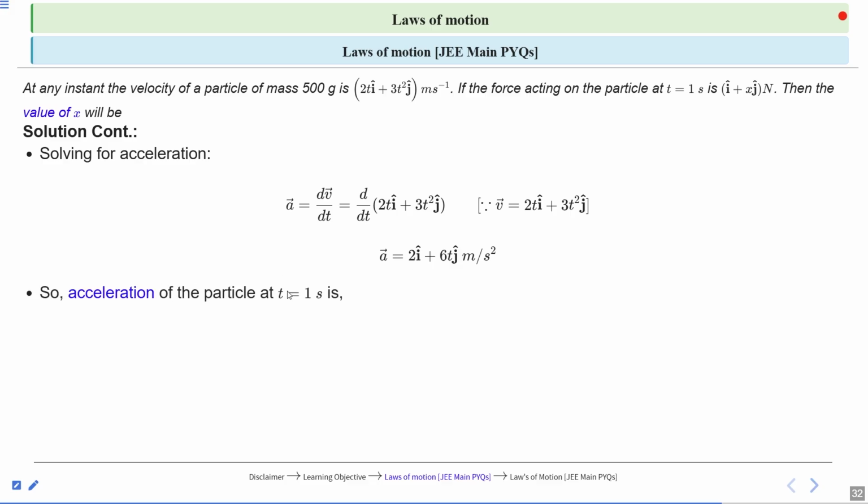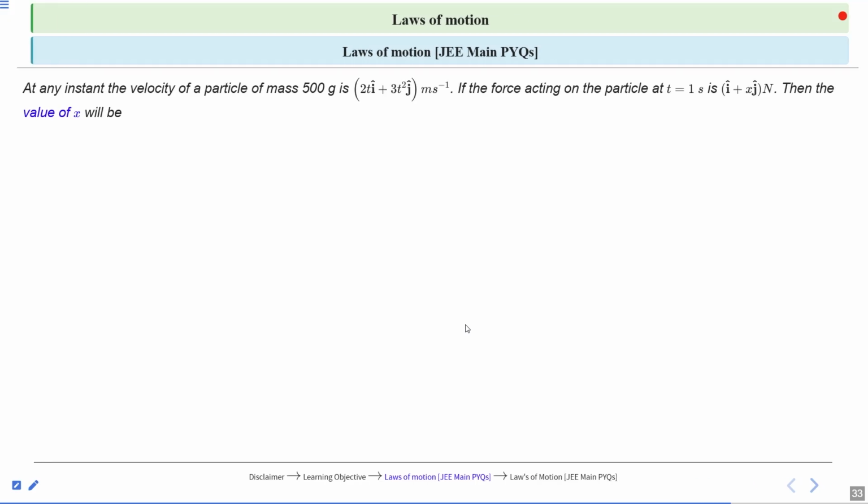So the acceleration of the particle at t equal to 1 second: just substitute the value of t, that is 1. So it will be 2 i cap plus 6 j cap meter per second square. So now using the value of acceleration, we can calculate the answer.